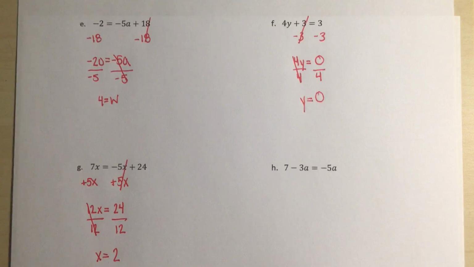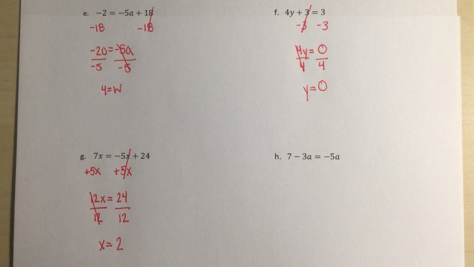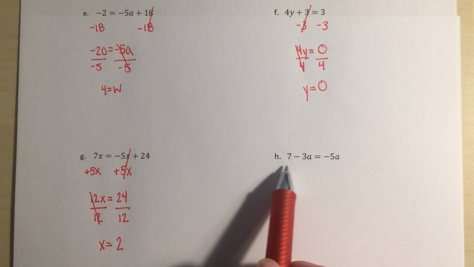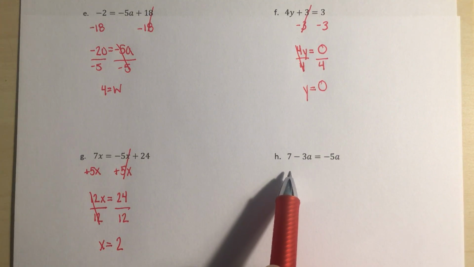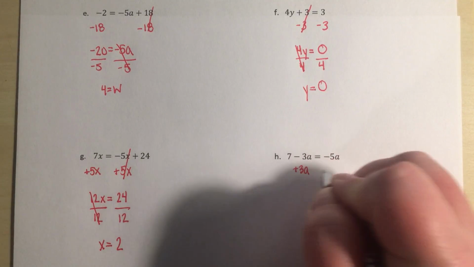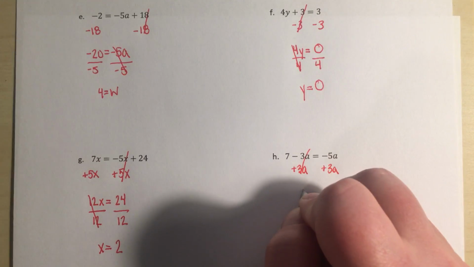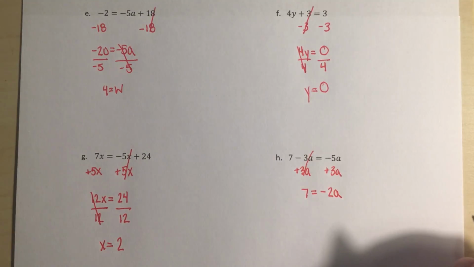Now for H, we're set up very similarly. 7 minus 3a equals -5a. Well, now in this case, we have two terms on this side. We want to get rid of this extra variable term over here. So I'm going to get rid of this -3a by adding 3a to both sides. So I have 7 equals -2a.